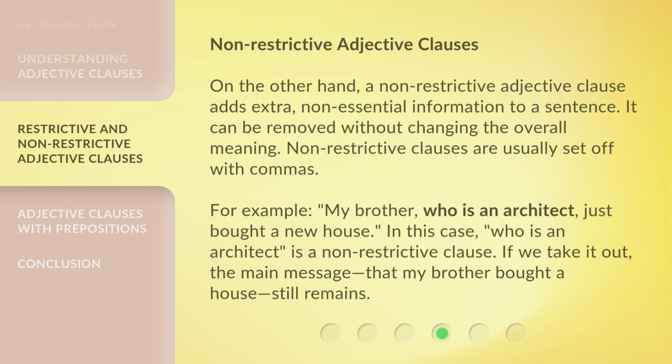For example, my brother, who is an architect, just bought a new house. In this case, who is an architect is a non-restrictive clause. If we take it out, the main message, that my brother bought a house, still remains.